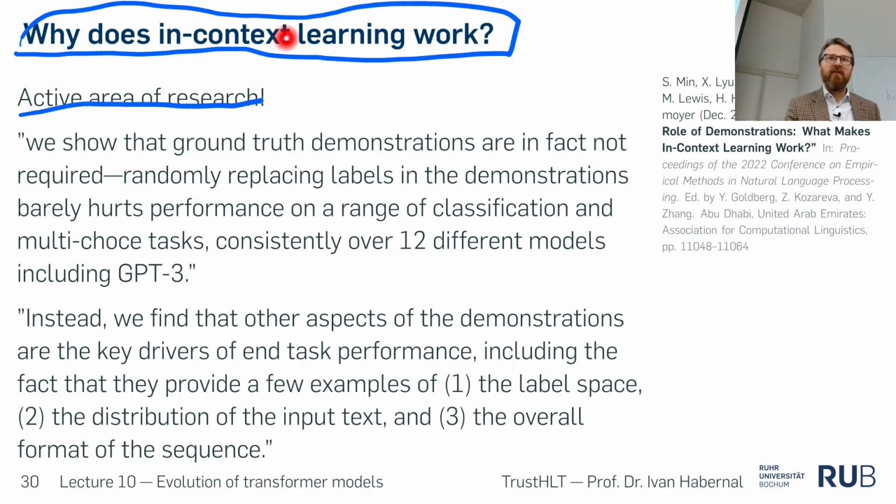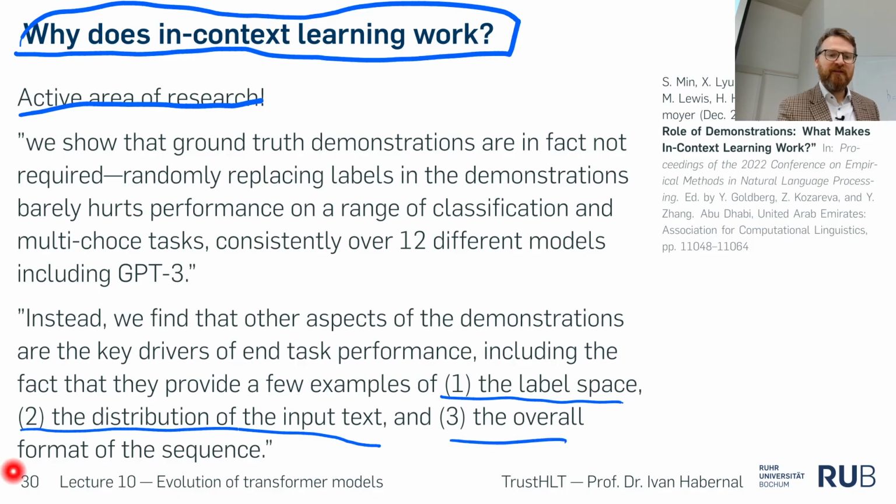So there is something in the models that actually triggers the learning. And here's one example: what makes in-context learning work. We show that ground-truth demonstrations are not required. So this is one example. Randomly replacing labels in the demonstration barely hurts performance on a range of classification and multiple choices tasks. Instead, we find that other aspects of the demonstrations are the key drivers for end-task performance, including the fact they provide a few examples of the label space, the distribution of the input text, and the overall format of the sequence. So this is interesting.